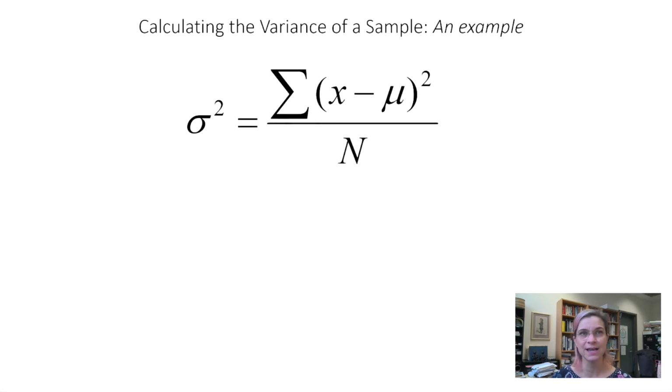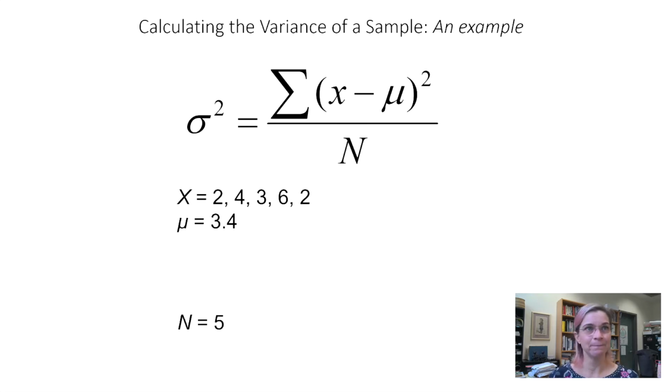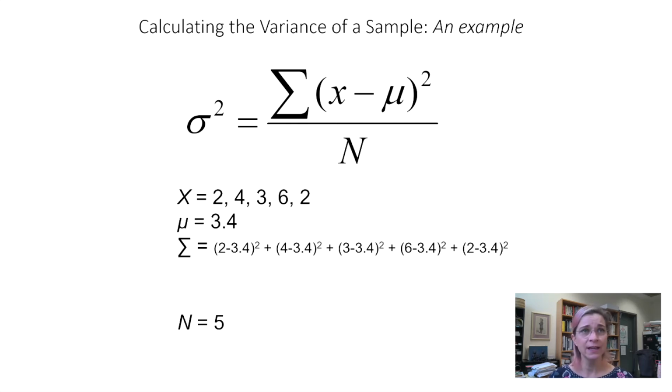Let's walk through a little example. So plug in some numbers here. I've given you 5 individuals in our sample, and these are the data points. X are the different data points for the different individuals. Sample size of 5, so n equals 5. Now we have the mean is 3.4.